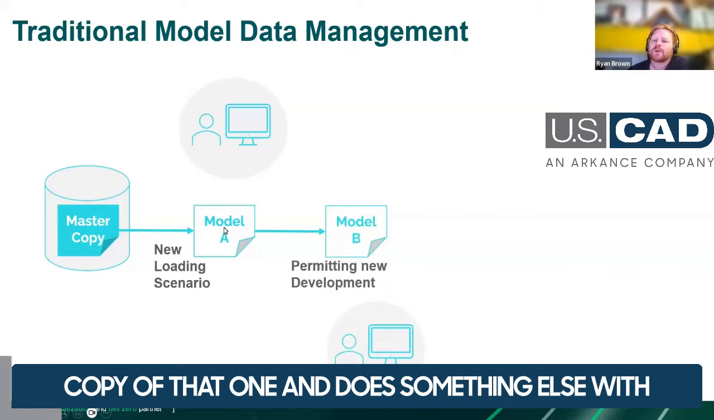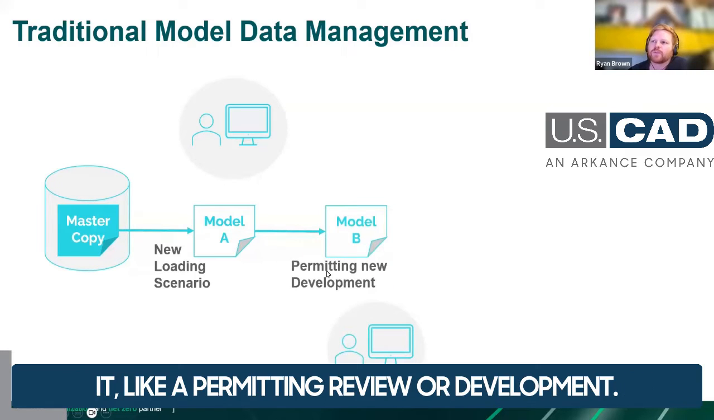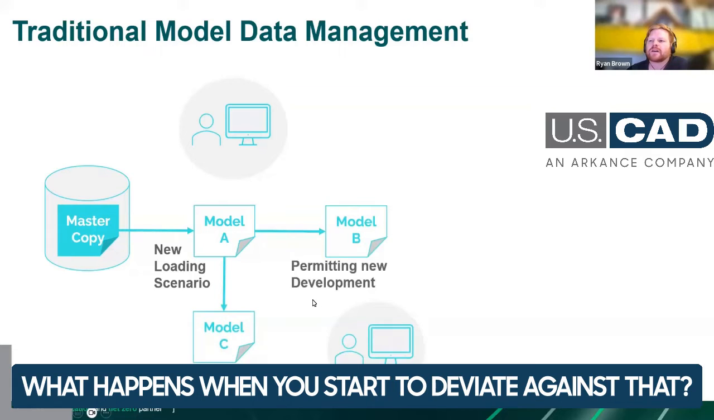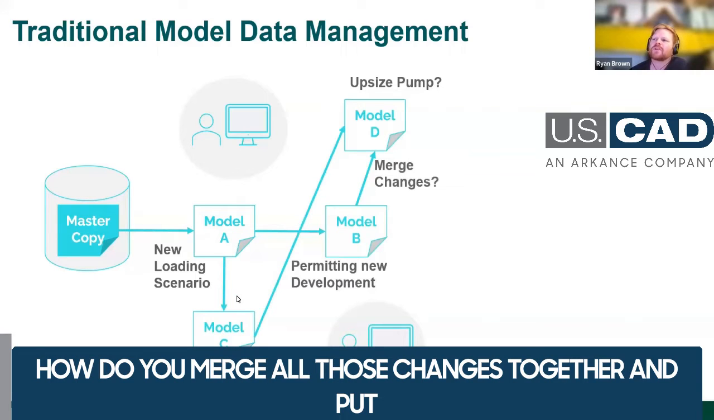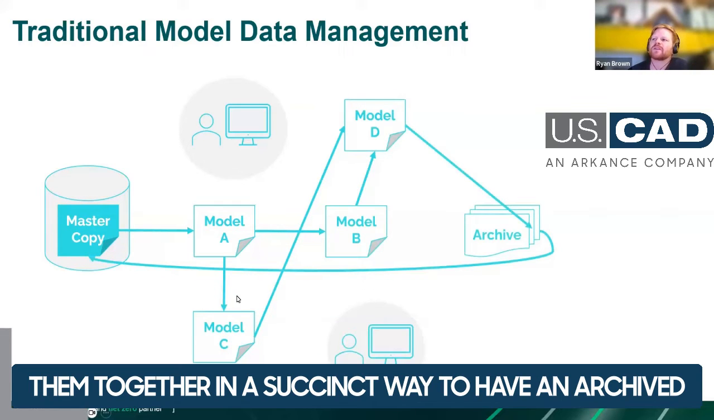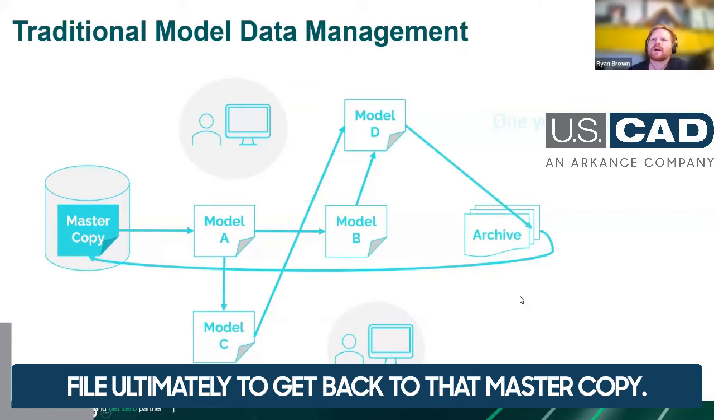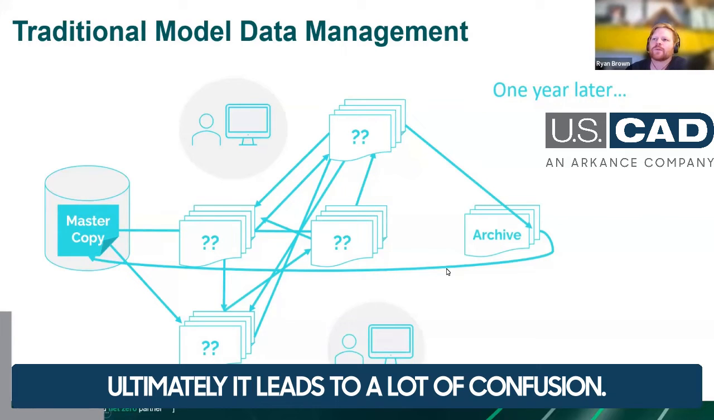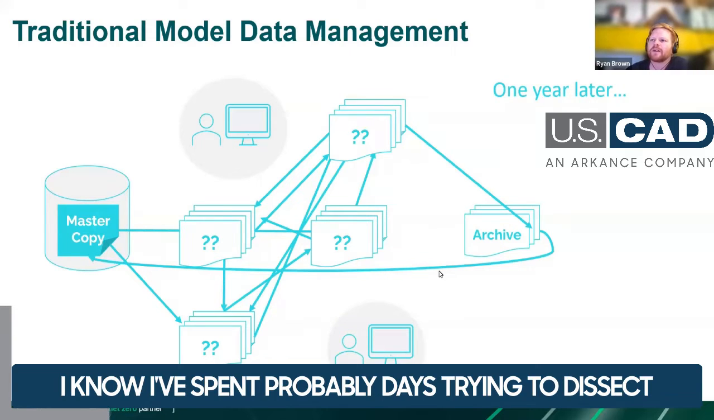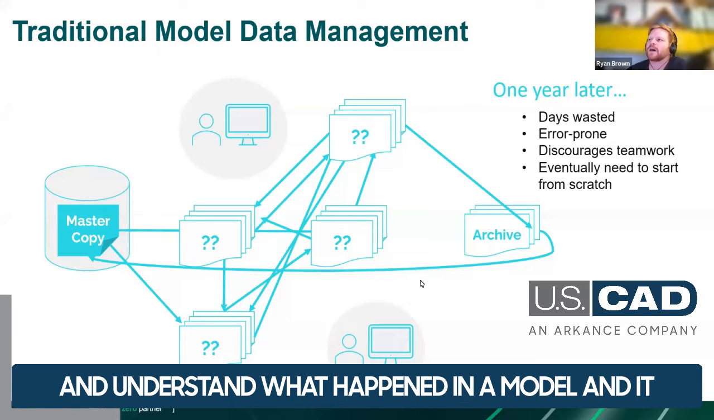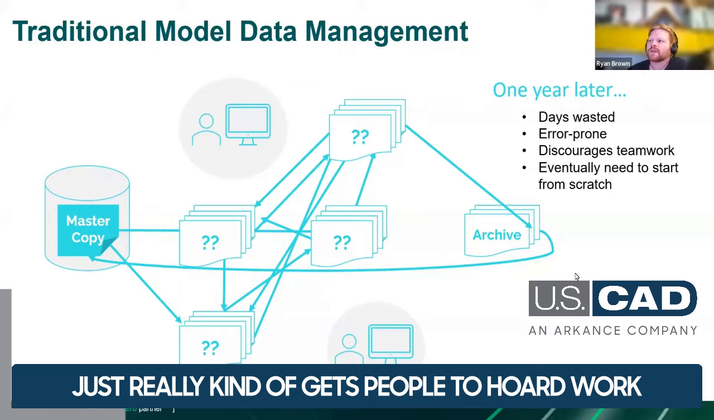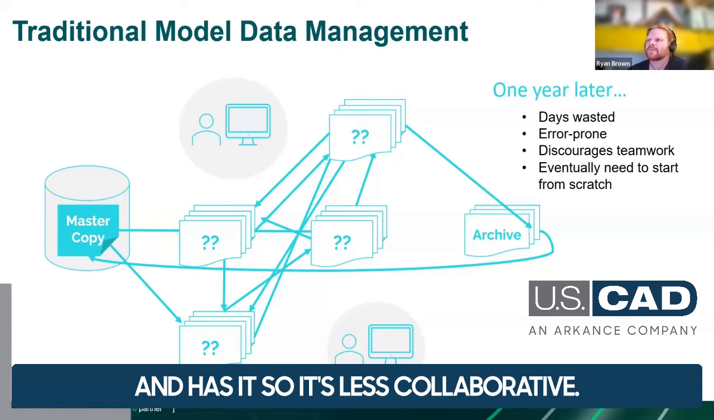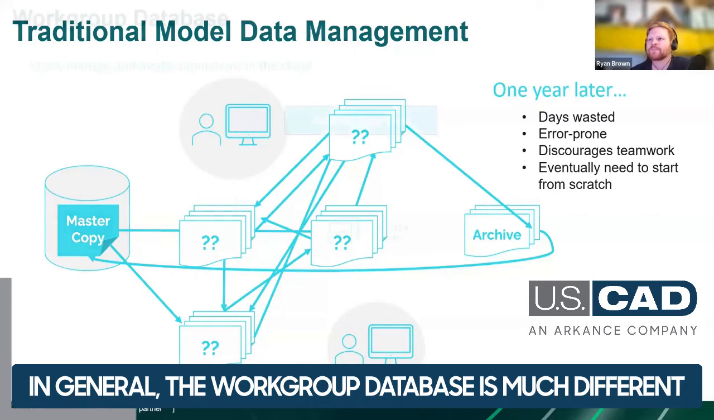Well, somebody else makes a copy of that one and does something else with it, like a permitting review or development. And what happens when you start to deviate against that? How do you merge all those changes together and put them together in a succinct way to have an archived file ultimately to get back to that master copy? Ultimately, it leads to a lot of confusion. I know I've spent probably days trying to dissect and understand what happened in a model, and it just really kind of gets people to hoard work and has it so it's less collaborative in general.